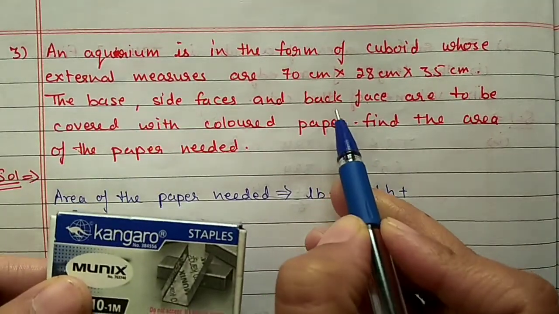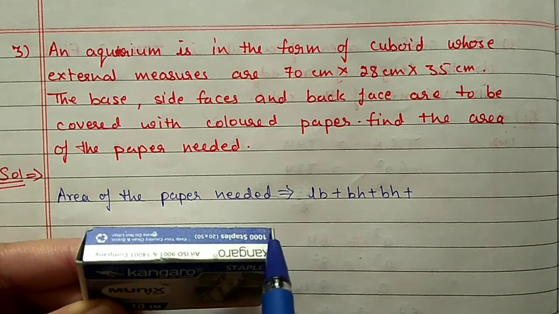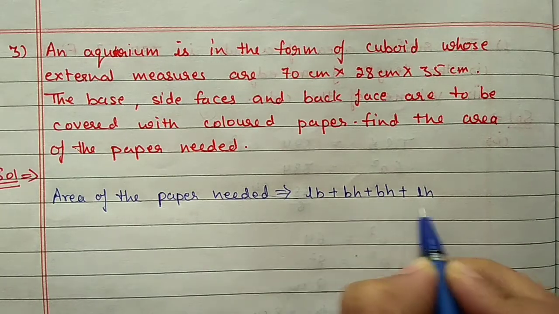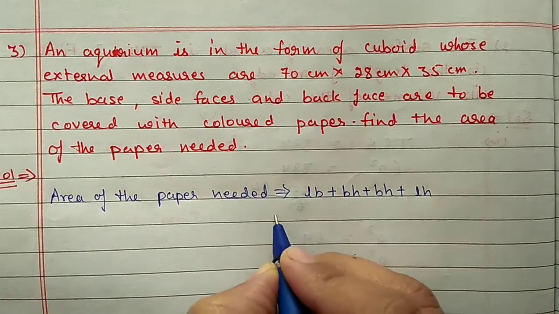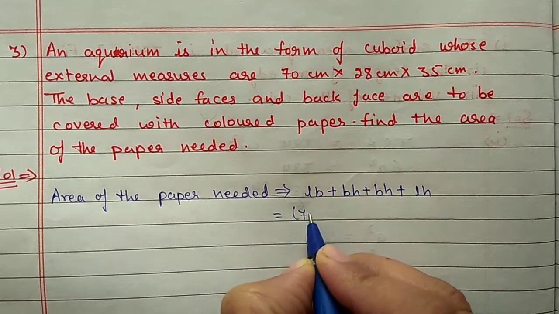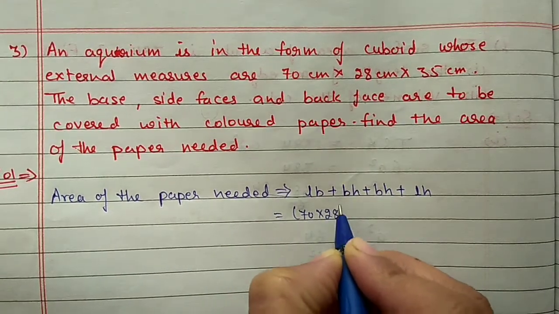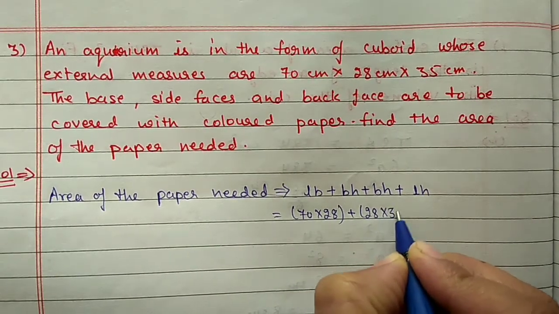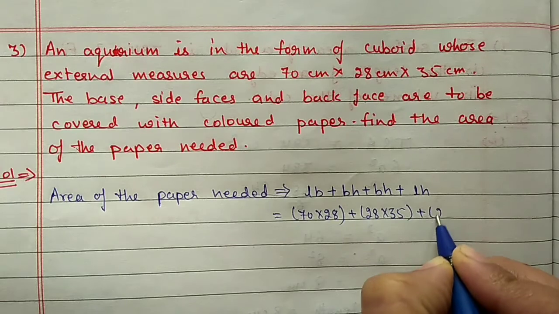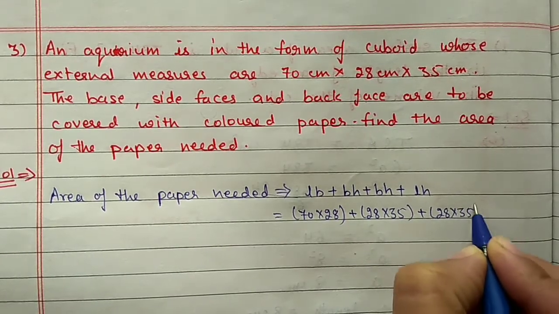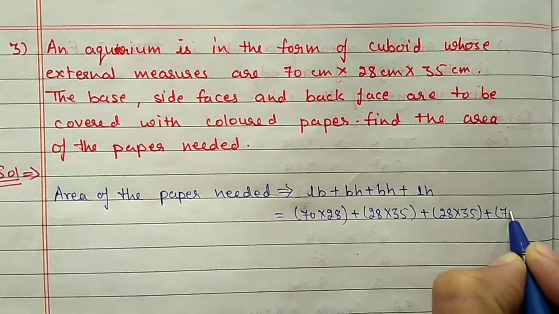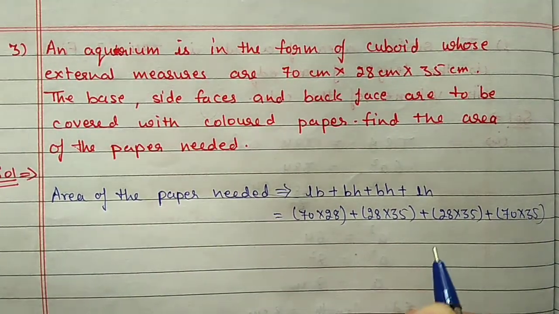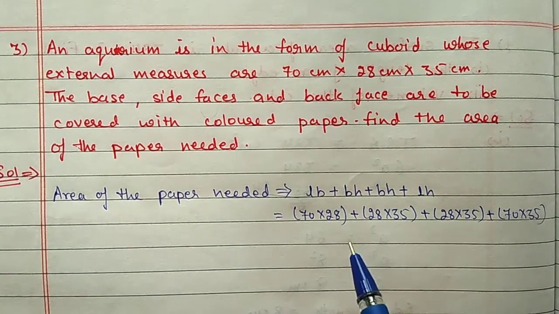And then we have to cover the back face. This back face is length into height, so this much paper we need here. Now we can substitute values here. Length is 70 and breadth is 28. So 70 into 28, then 28 into 35, 28 into 35, and 70 into 35. First we will multiply and later on we will add. Always follow the BODMAS rule.